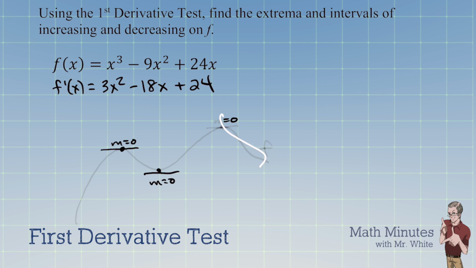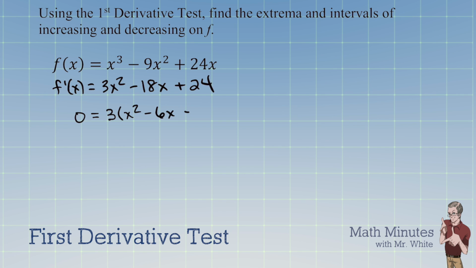So let me get rid of this crazy drawing, because obviously that was not an x to the third function. But let's go ahead and set this equal to 0. While I'm at it, I think I'm going to factor out a 3 to help myself out. A little bit of algebra here, right? And we get x squared minus 6x plus 8. And looks like we might be able to factor this even. x minus 4 and x minus 2 equals 0.